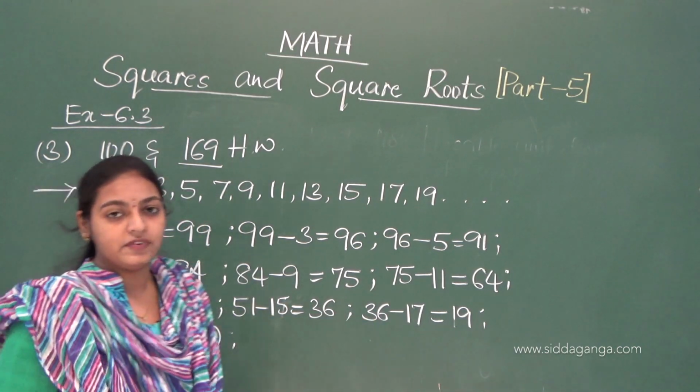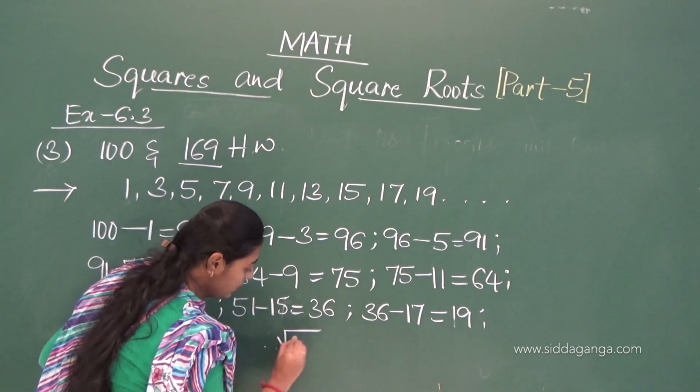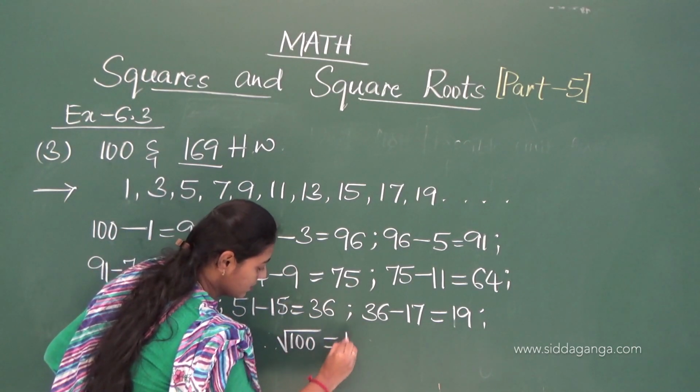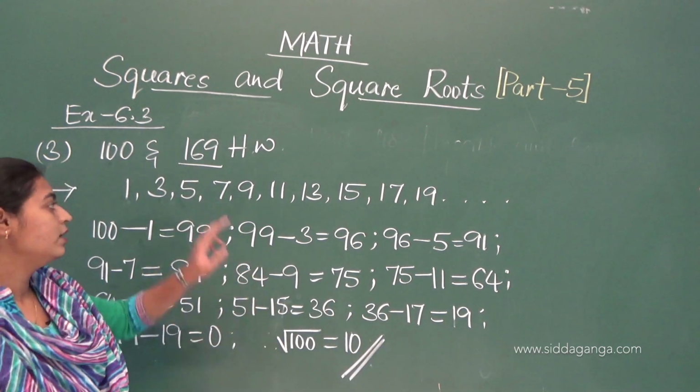In the 10th step, we are getting the answer 0. Therefore, root 100 is equal to 10. So, root 100 is equal to 10.